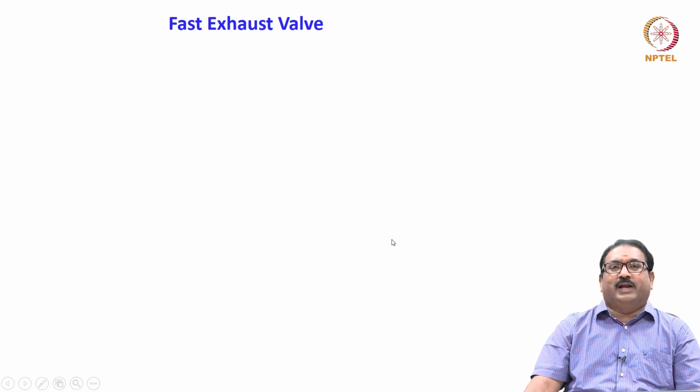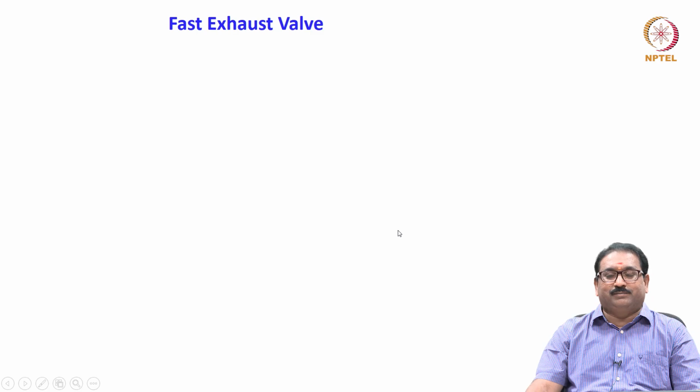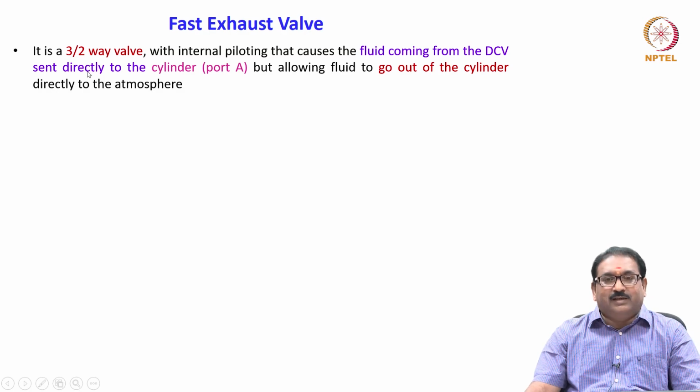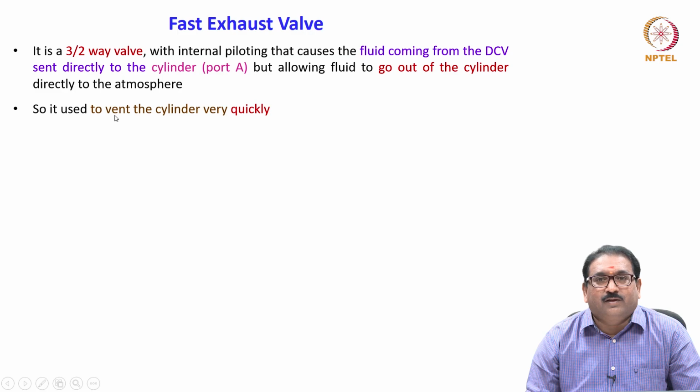I'll quickly throw some light on the quick exhaust valve. It is a 3/2-way valve with internal piloting that causes the fluid coming from the DCV to be sent directly to the cylinder port A, but allows fluid to go out of the cylinder directly to the atmosphere. So, it is used to vent the cylinder very quickly.